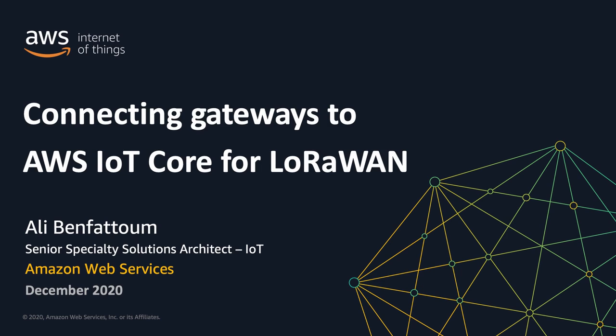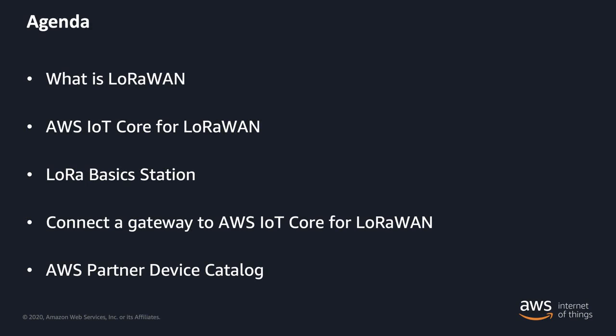In this video, I'm going to take you through how to connect gateways to AWS IoT Core for LoRaWAN. First, I'm going to start by quickly explaining what LoRaWAN is and what AWS IoT Core for LoRaWAN enables you to do. Then, I will describe how LoRa Basic Station works. LoRa Basic Station is a program running on the host of a LoRa-based gateway.